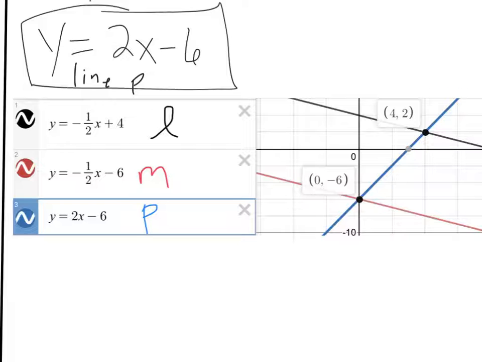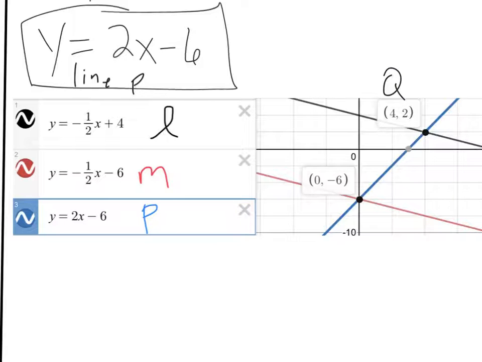So here I've graphed all 3 lines again, and I've color-coded them. Black is L, red is M, and blue is P. So this would be the intersection between lines M and P, right? They would intersect at the y-intercept because I used the y-intercept from M to create line P. So anyway, this is the intersection I'm after. This is point Q right here.